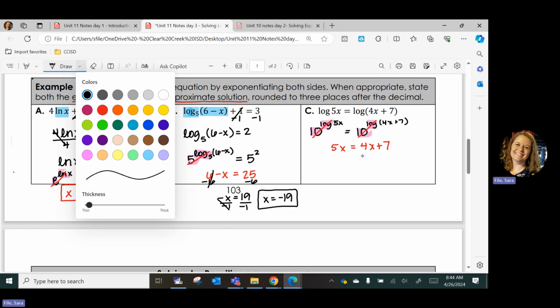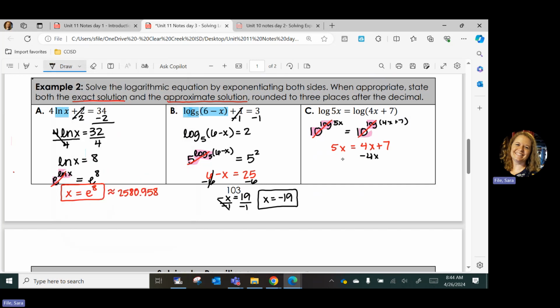Okay, I would have gone straight to this line in red had I been using the one-to-one property. But now you solve it the same. You get the x's to one side, and that comes out to just x equals 7. And you can check it if you need to. I'll let you know it does check out.